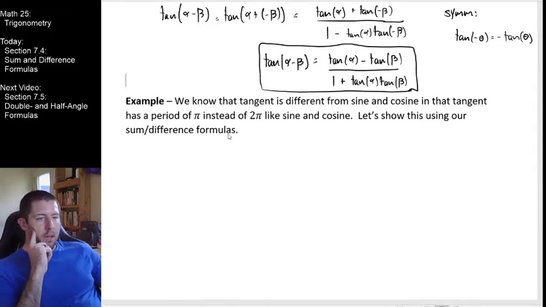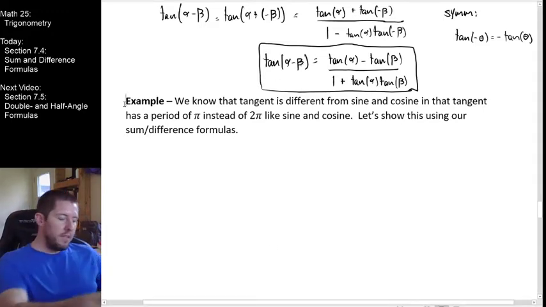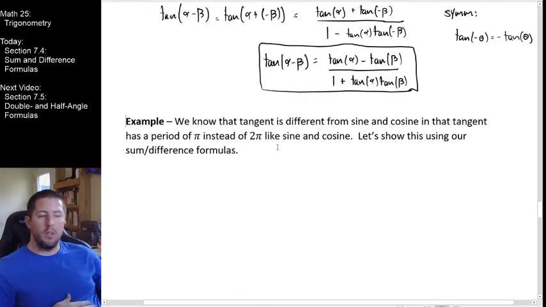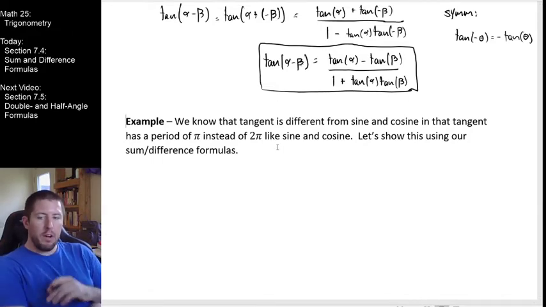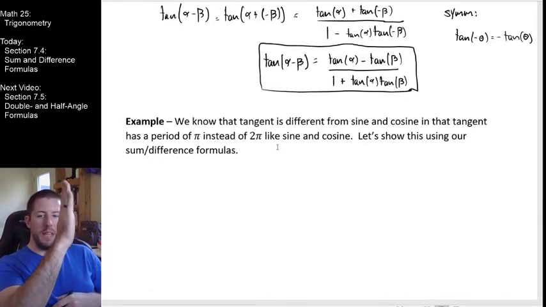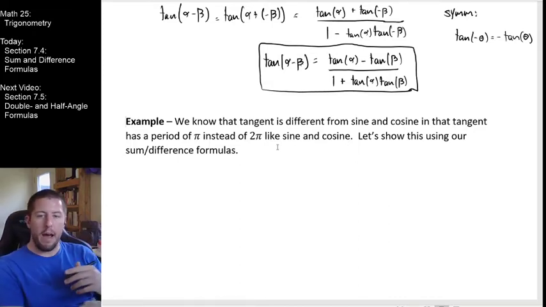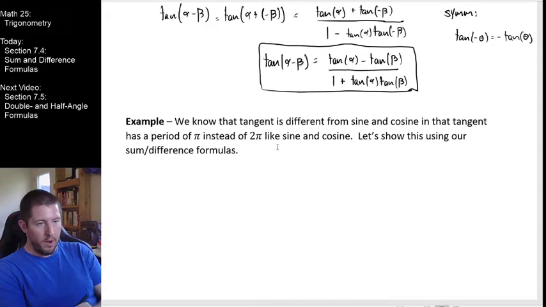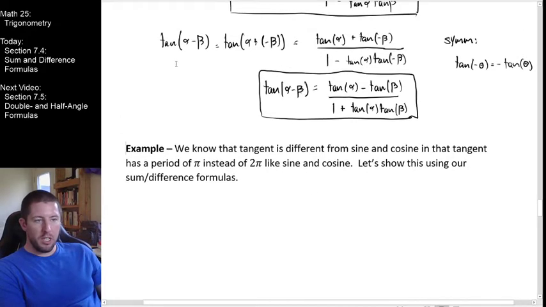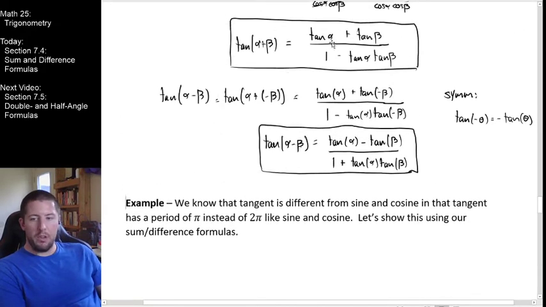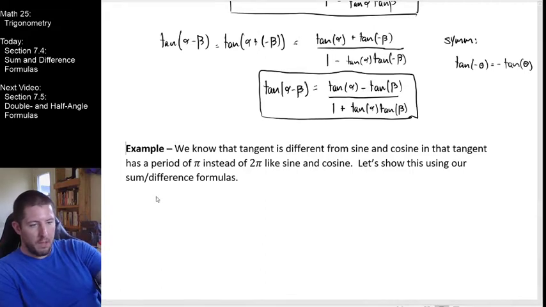So one example here, we know that tangent is a little bit different than sine and cosine, and that sine and cosine both have a period of 2 pi. It takes 2 pi radians for them to repeat their action. But tangent only has a period of 1 pi because it gets all positives and then all negatives, and then all positives and then all negatives. So it did it twice in 2 pi rotations. It only took 1 pi to get all the way around there. We could write this using function notation and verify that it's true now using this idea right here.